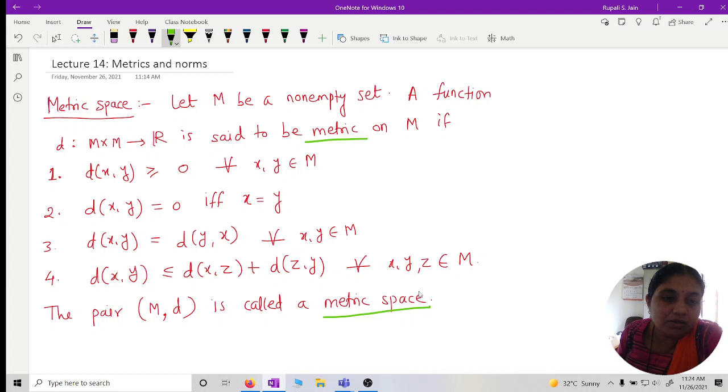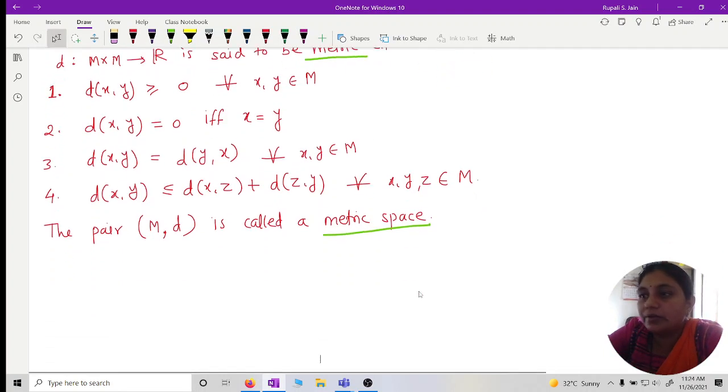What is this property called? What is the name? Symmetry. And the fourth one is distance of x,y is always less than or equal to distance of x,z plus distance of z,y for all x, y, z belongs to M. This d function is called a metric on M, and M together with this metric is called a metric space. Is that okay? Yes, ma'am.